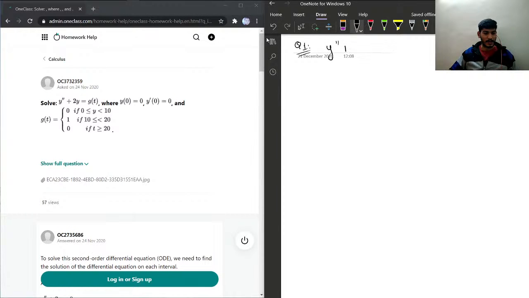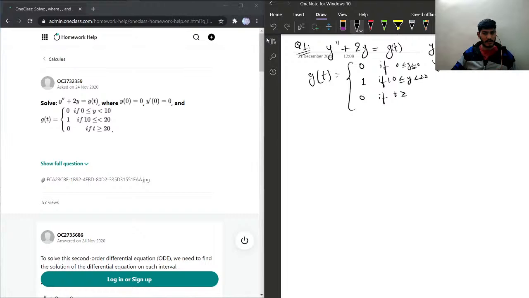y double prime plus 2y equal to g of t, and we have the boundary conditions as y of 0 as 0 and y prime of 0 as 0, and we have been given g of t as 0 if t is between 0 to 10, not equal to 0 if t is between 10 to 20, and 0 if t is greater than or equal to 20.